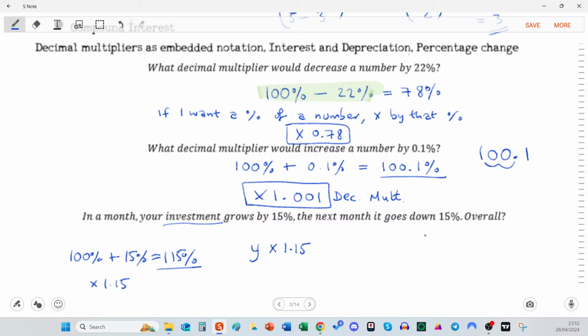So how do we take off 15%? Well, let's have a look. 100% take away 15%, because the new 100% is what happened, it's more than before. So that's where the trick is. But hey, 100% take away 15% equals 85%. And 85% is 0.85 as a decimal. So that's the decimal multiplier. So these two things are happening.